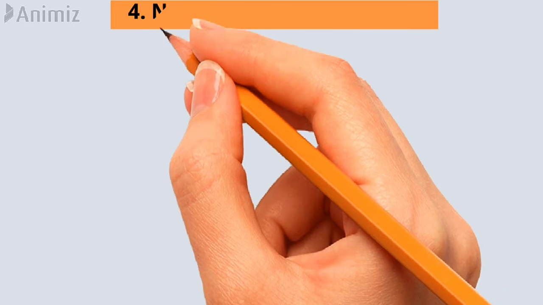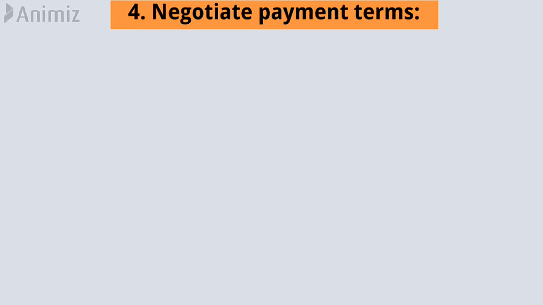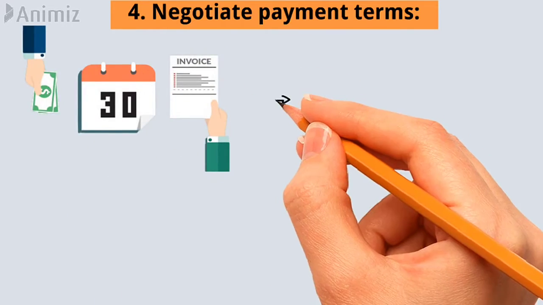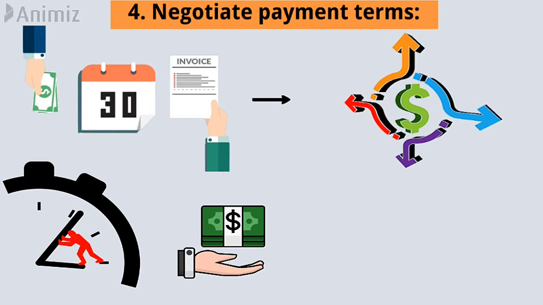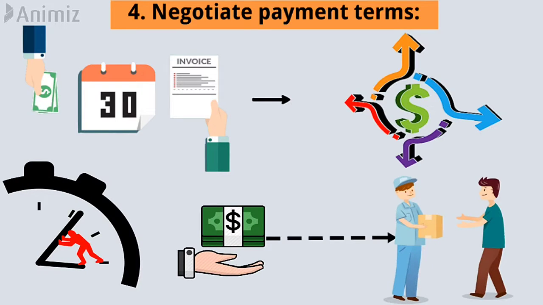4. Negotiate payment terms. Negotiating payment terms with suppliers and vendors can help improve cash flow by extending the time period between payment and receipt of goods or services.